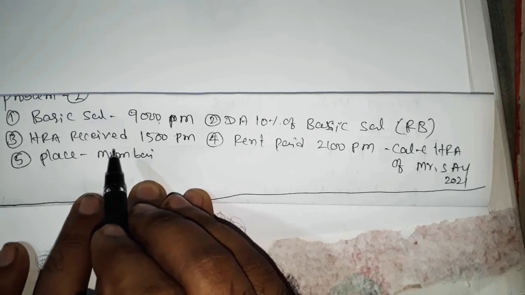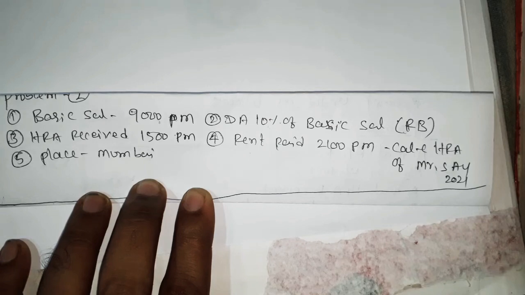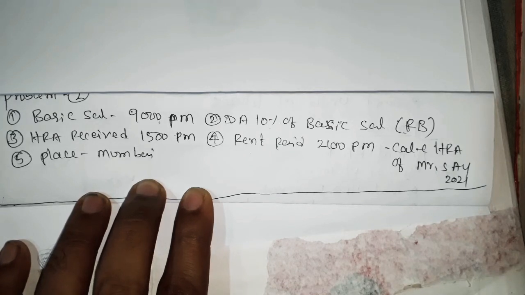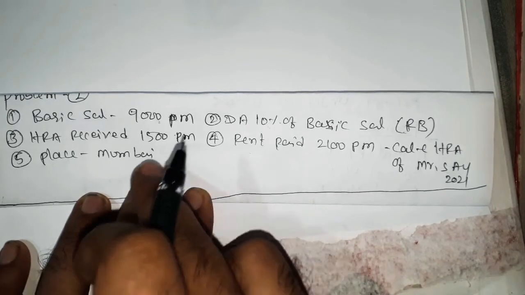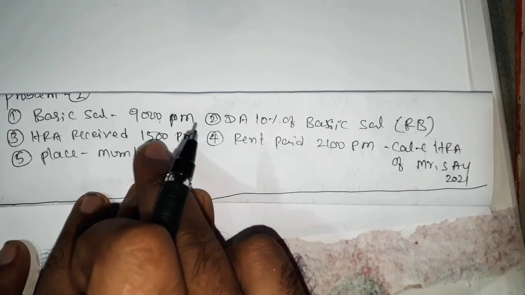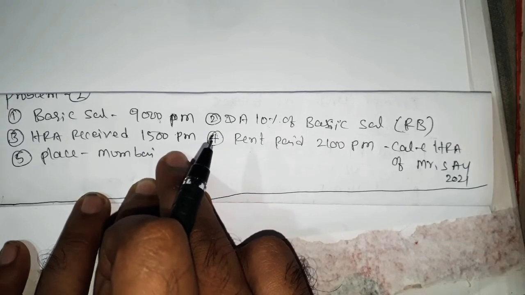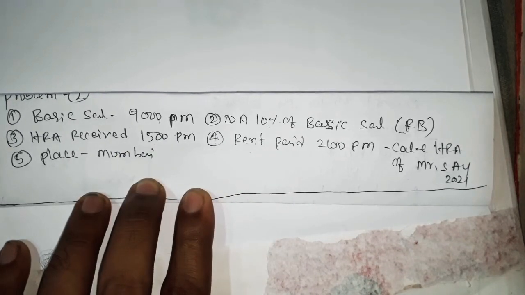The places are Mumbai, Chennai, Kolkata and Delhi. These are the big cities. Big city means we need to go for 50 percentage of salary, not the 40 percentage, because it is in a big city. We will go for the solution.